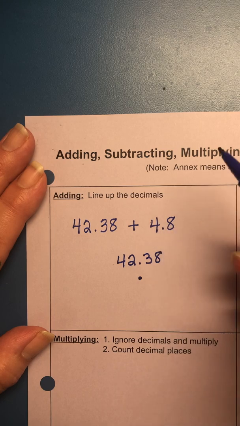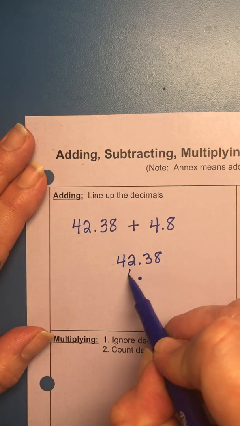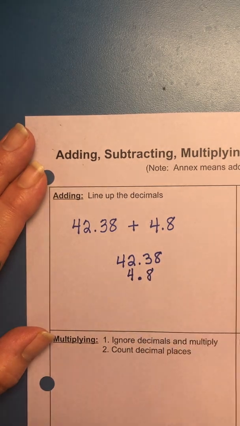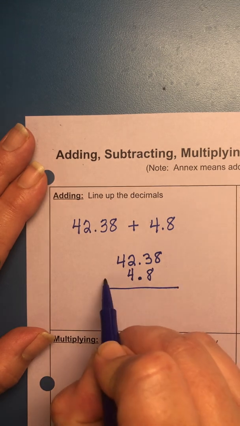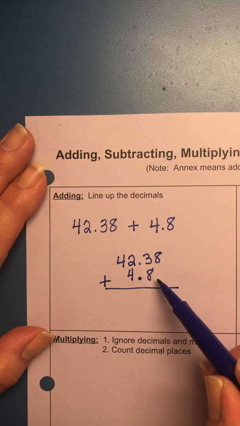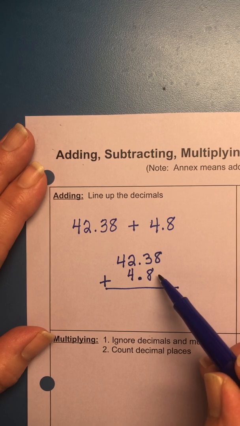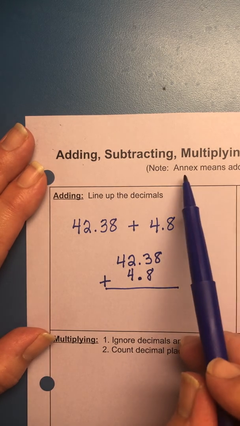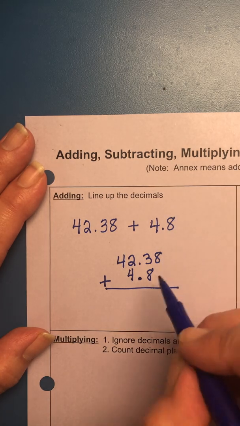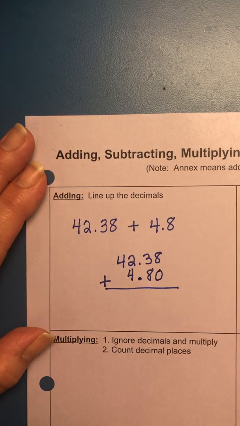So that 4.8, I'm going to put 4 on the whole side here, where all the whole numbers are, and then 8 on the right-hand side. Now, I can put the addition sign, we have a blank spot here. Now, in elementary, maybe they'd say, just put a 0 in the blank spot. But I want to teach you the math words, and the math word is annex. Annex means add a 0 in a blank spot. So we're going to annex a 0 here.